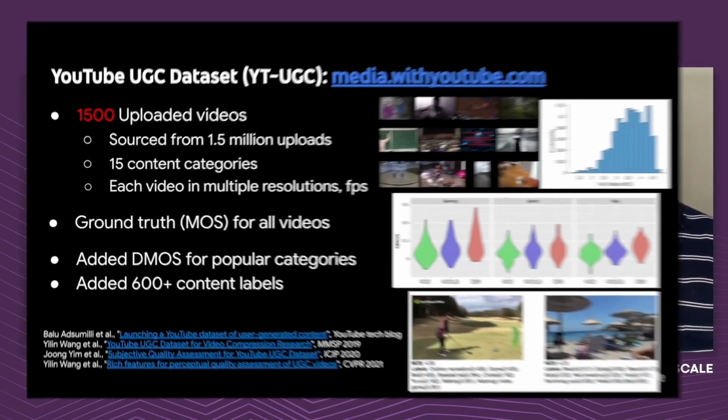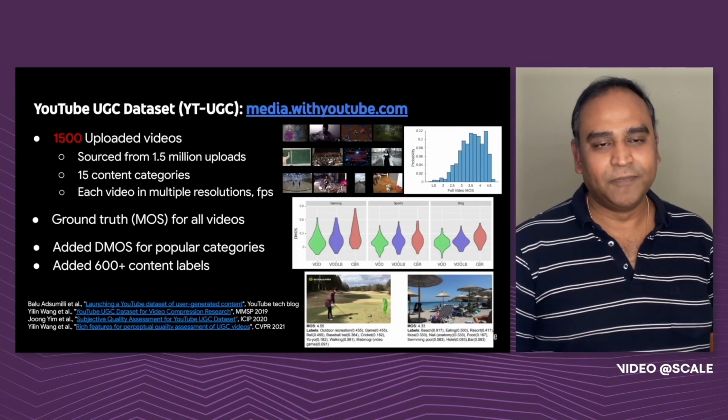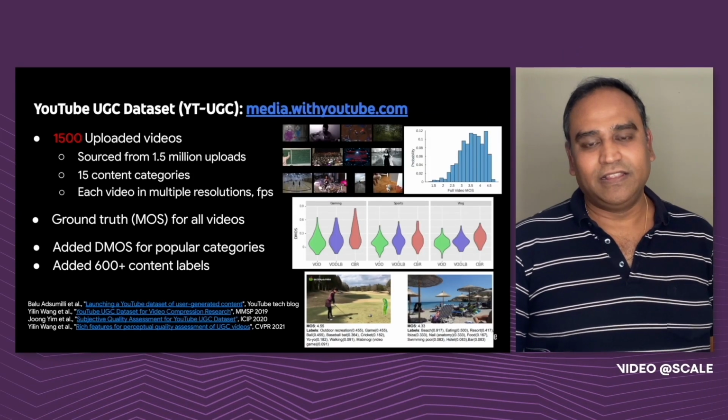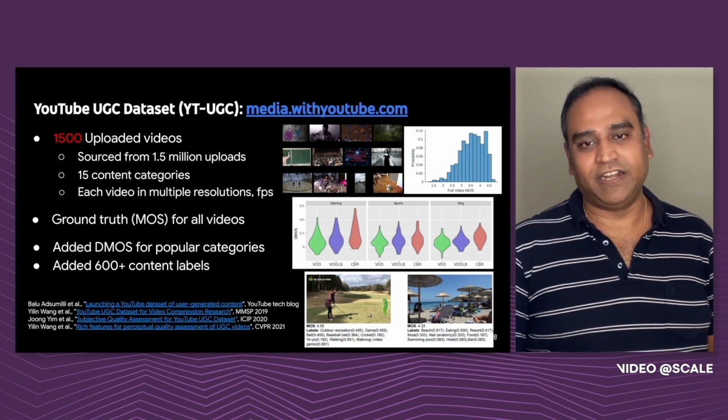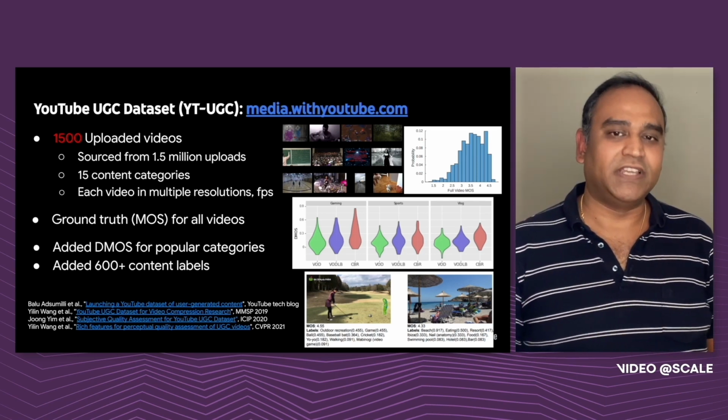1,500 videos sourced from 1.5 million UGC uploads. All of these are original uploads without any processing applied to them, and they're provided in multiple resolutions and frame rates. We did a bunch of crowdsourcing as well to collect MOS and DMOS and provide the ground truth data. There are also 600 plus content labels available for the entire set. Our hope here is that the dataset could encourage and inspire more work on UGC compression and UGC quality assessment.